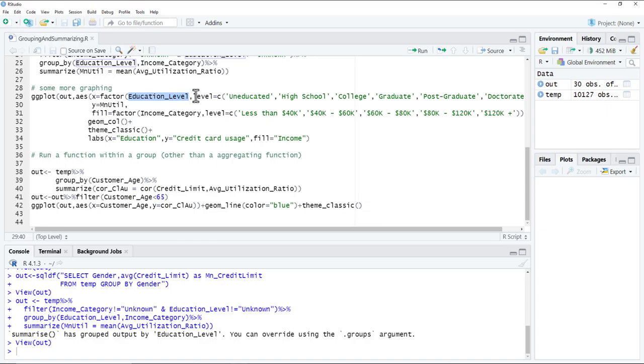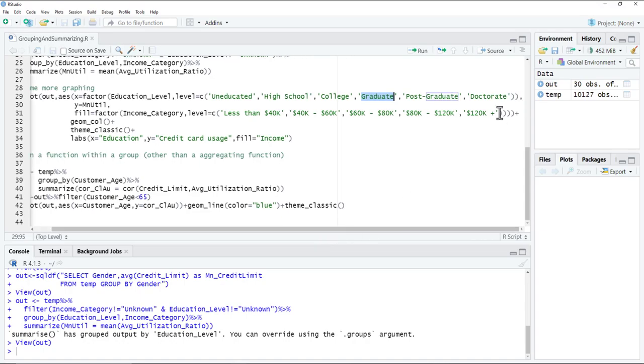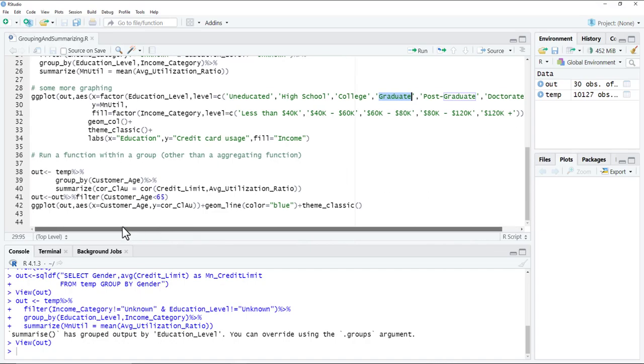Here I'm trying to tell it which order to go in, so I'm going from the category of uneducated, then high school, college, graduate, postgraduate. Now graduate, I don't know if that's high school or college graduate, I just put it in here. Maybe it's college graduate, no idea, but it looks good next to postgraduate. And then doctorate. Other than that, everything else is the same except for this geom column.